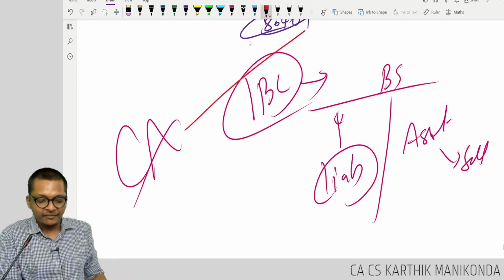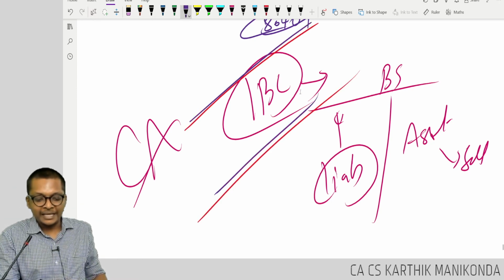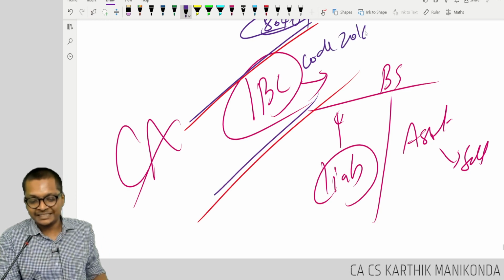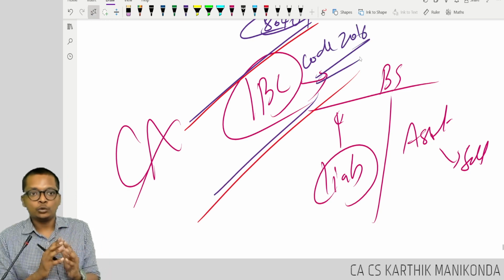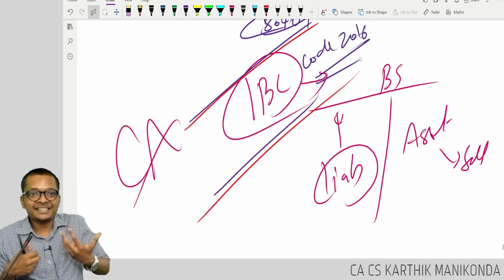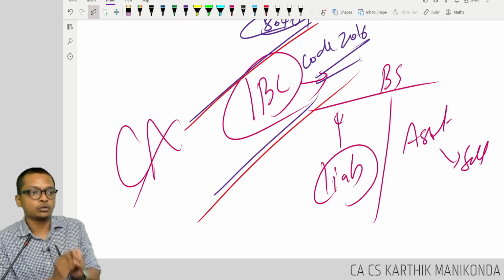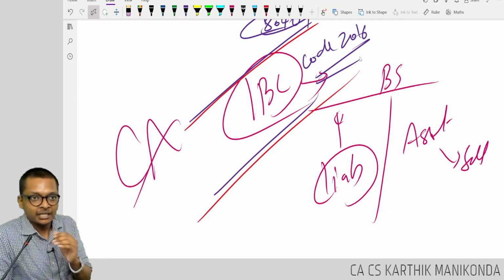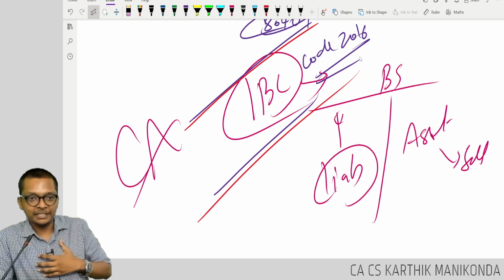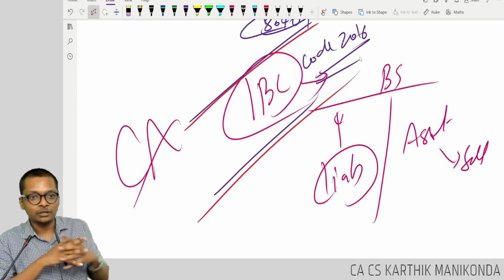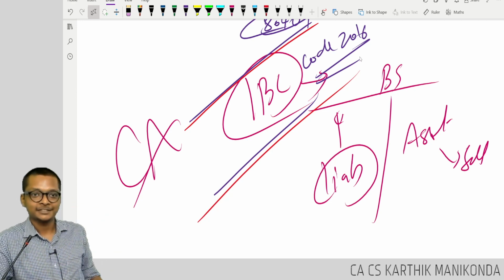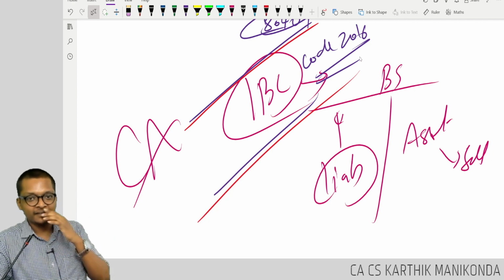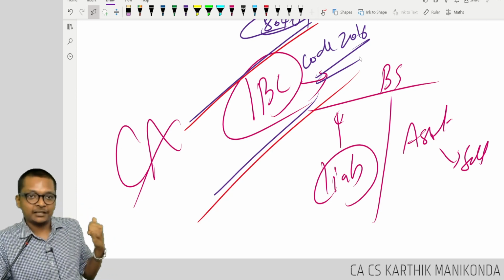It's a separate vertical. We have an act called the IBC Code 2016. Today, you cannot learn everything. After you clear CA, you have to specialize in what you want to do. So one specialization is to be an IBC expert. That means if a company is closing down, I know how to make it close well. Sell the assets, because a fight will come there, correct?